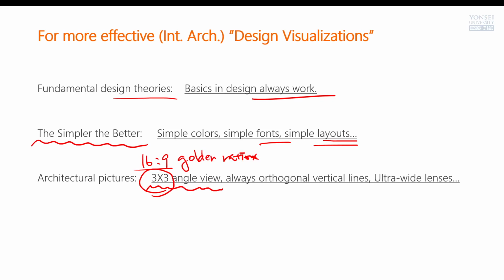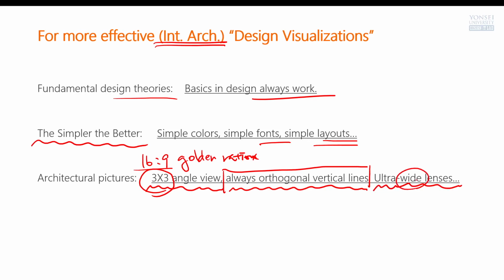Simple yet powerful, okay? This one, always orthogonal vertical lines. Actually, this is very important for interior architecture major and architectural design major. Do not make some angled vertical lines, okay? That's important. And also, you need wide lens. You know why, right? Specifically for interior spaces, you need ultra wide.